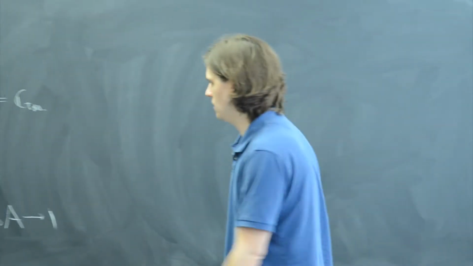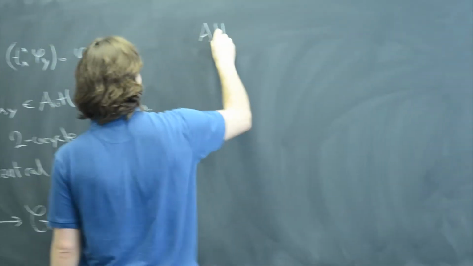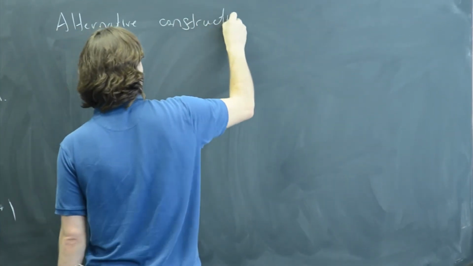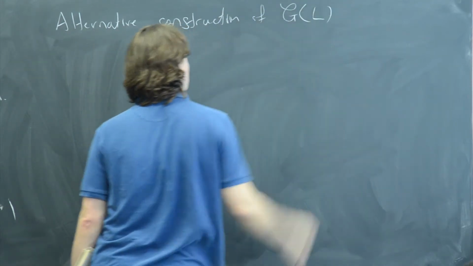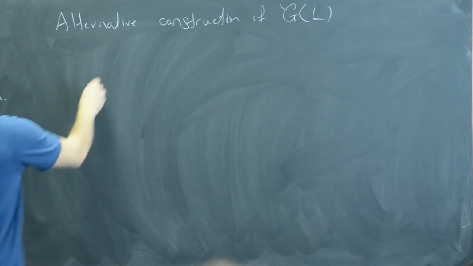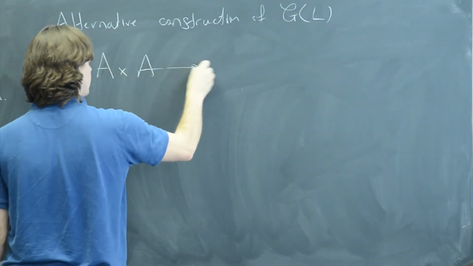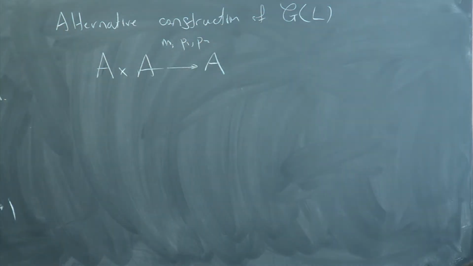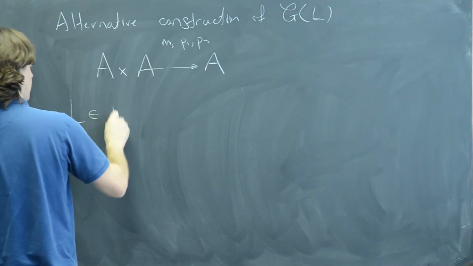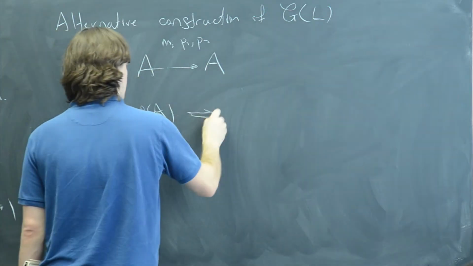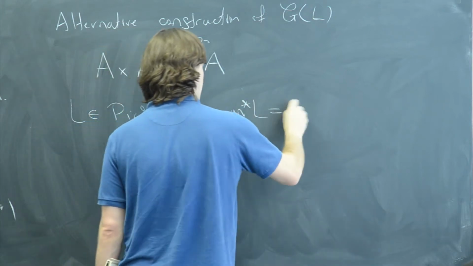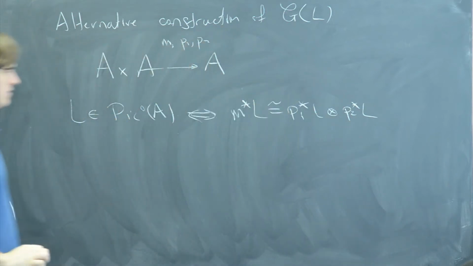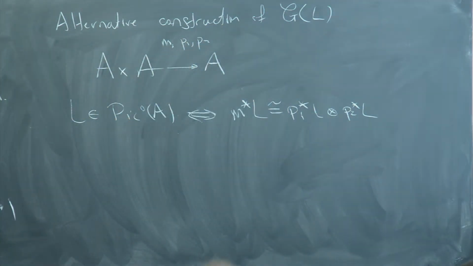For those that don't like group cohomology and things, here's another way to get this group. There are three maps from A times A to A that are of interest: the multiplication map M and the two projection maps P1 and P2. You can show that a line bundle is in Pic⁰ if and only if its pullback by multiplication is isomorphic to the product of the pullbacks of the two projections. I've been very sloppy with writing equals for isomorphisms of line bundles.